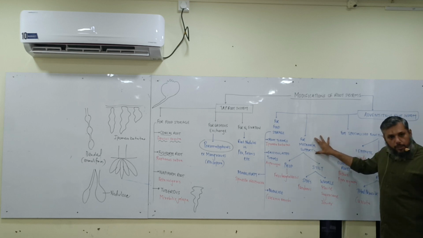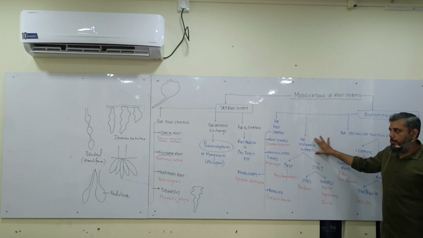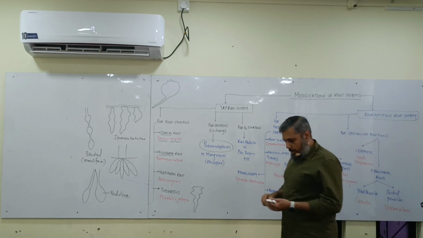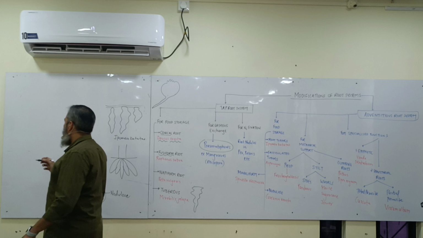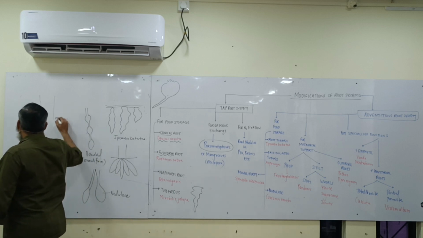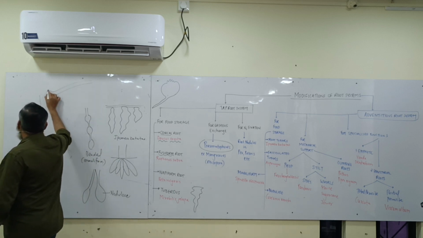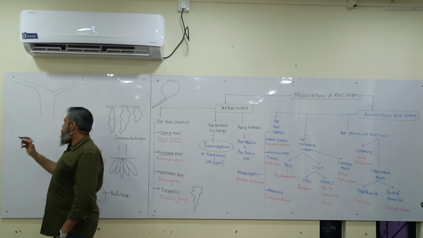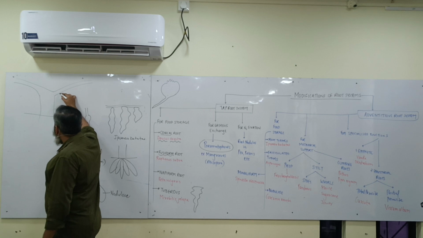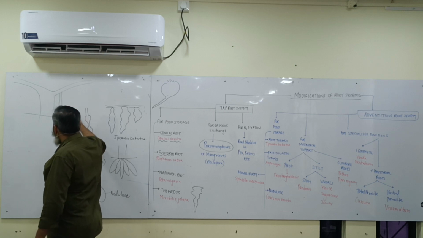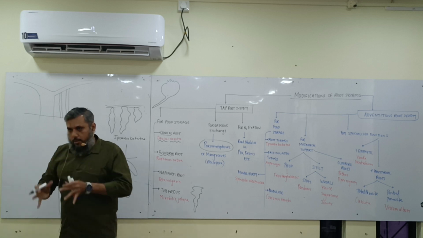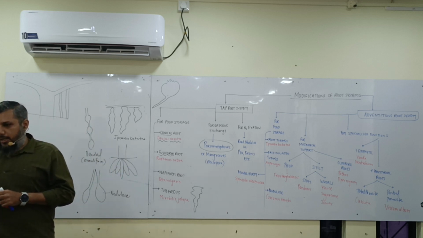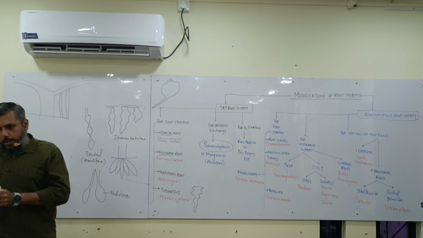Which is the second type over here? For mechanical support. Have you seen a banyan tree, everybody? Yes. In the case of a banyan tree, can I say it has a very big canopy? What do you call a canopy? Branches. So in order to support the branches, they give out roots like pillars, khamb. How do the roots look like? Pillars, khamba.